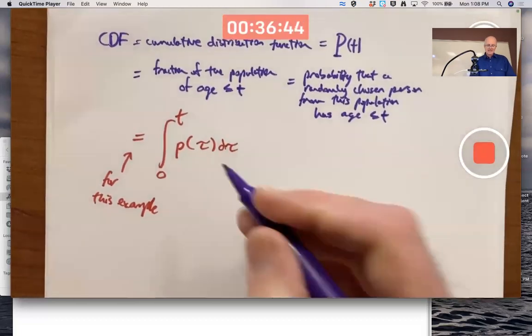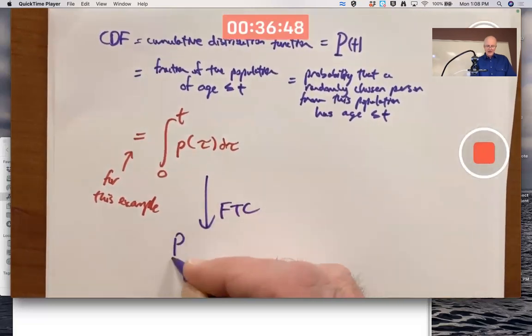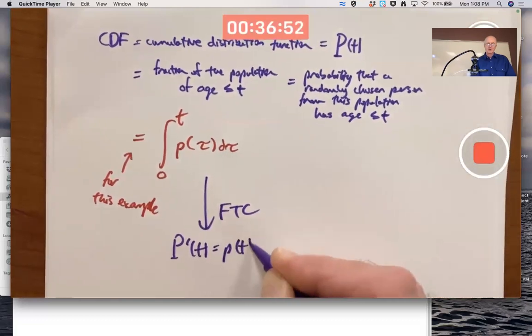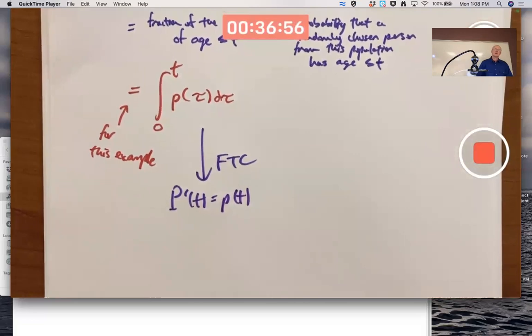And yeah, the FTC would say the derivative of capital P of t equals little p of t, and make sure those variables match. I'm using t there, so I've got to use t there. Capital P is an antiderivative of little p, and that's one of the main themes in the reading. And that's one of the main themes that comes up in the homework problems, is to realize this. So then you see the graphical relationships between these things.